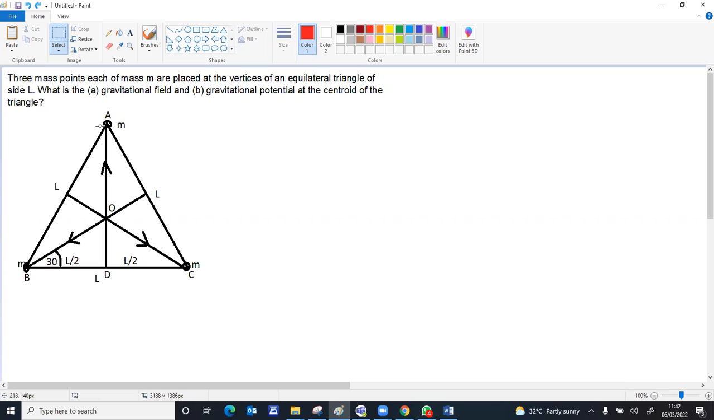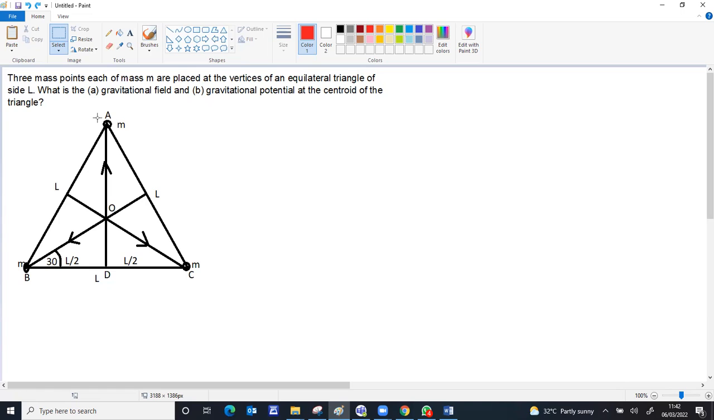This is the equilateral triangle, sides AB, BC, AC, all are L. The centroid is O. We get the centroid by drawing perpendicular bisectors. Equilateral, each angle is 60 degrees, so the half-bisected angle will be 30, 30, 30. All three perpendicular bisectors meet at a point O. That O is called the centroid.